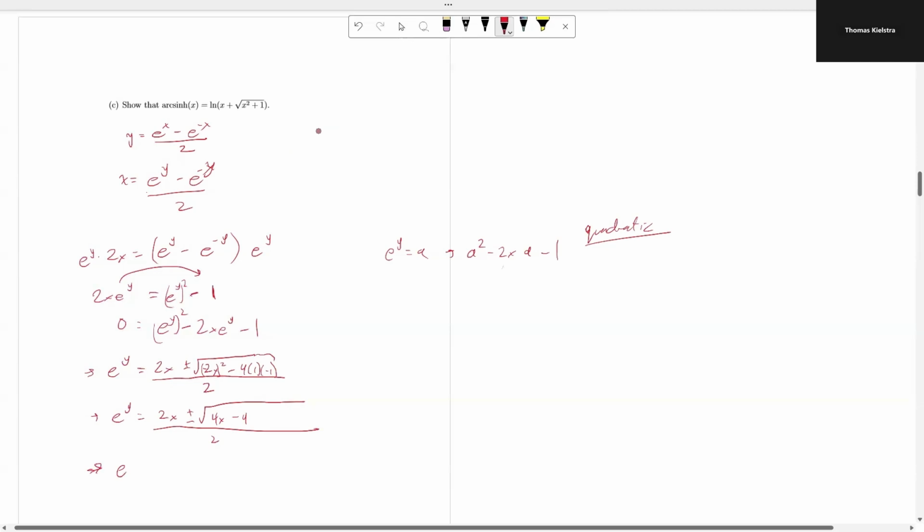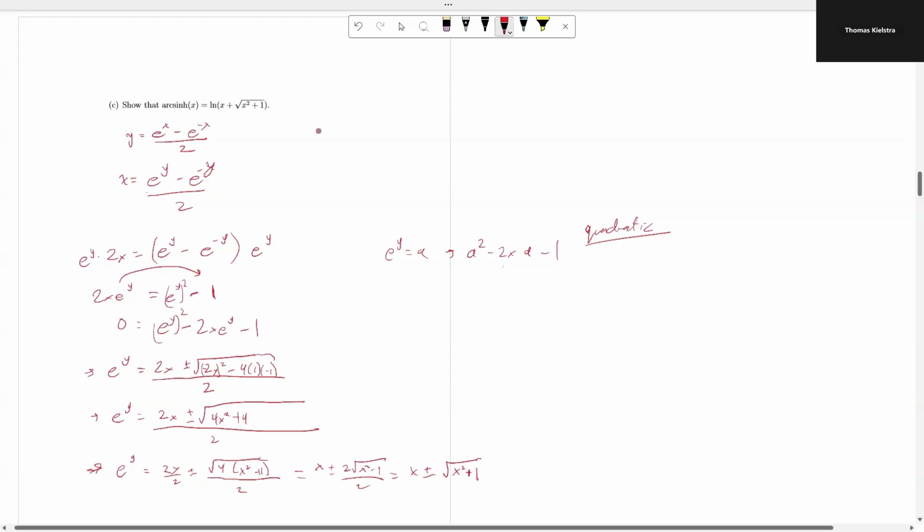Which implies that e to the y equals 2x over 2 plus or minus the root of 4 times x squared plus 1, all over 2, which equals x plus or minus 2 root x squared plus 1 over 2, which equals x plus or minus the root x squared plus 1.